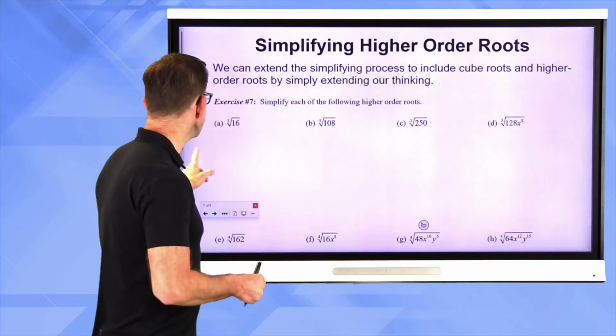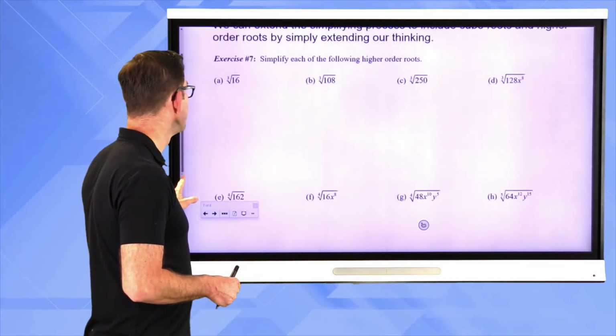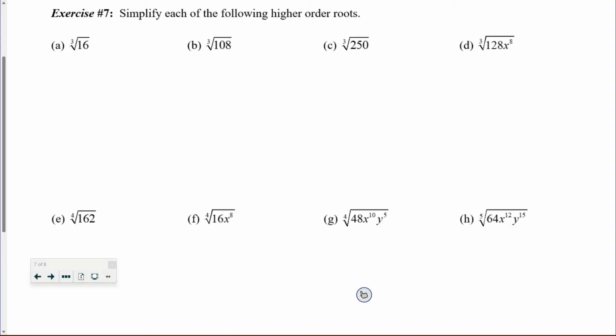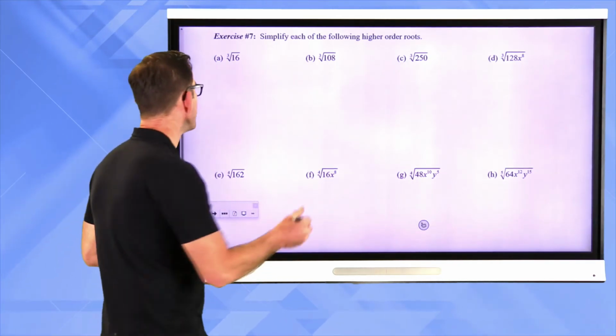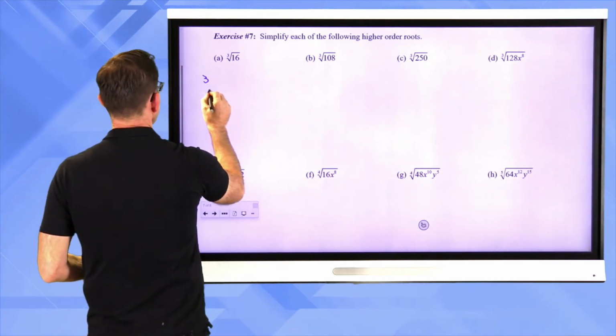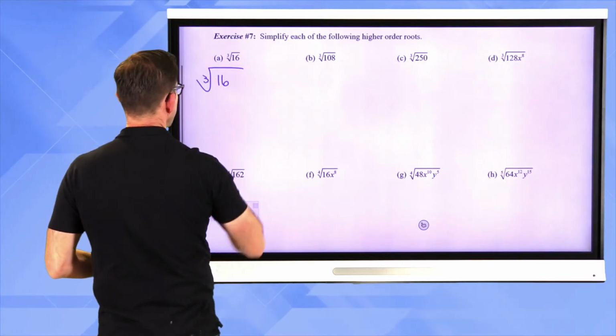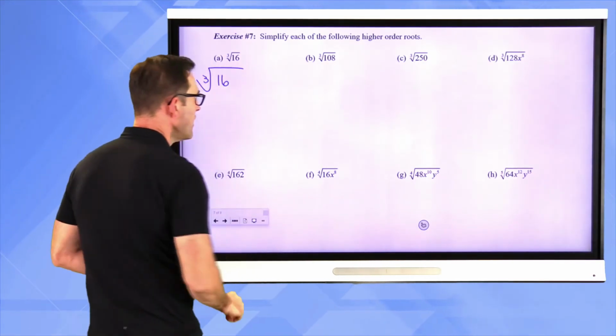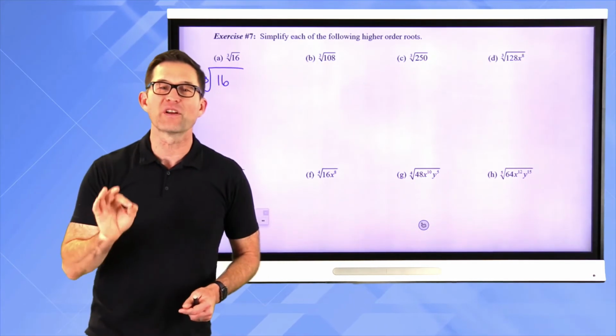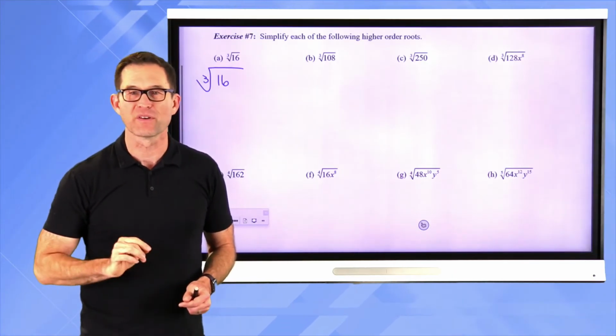Let's start off kind of easy in exercise number 7. Simplify each of the following higher order roots. Letter A, the cubed root of 16. All right, now we're going to do the cubed root of 16 very similar to what we would have done before. Let me kind of just write that down. But I want to think about perfect cubes now instead of perfect squares.